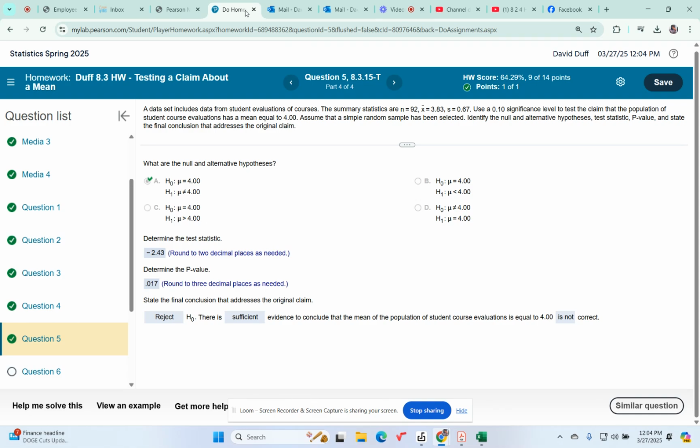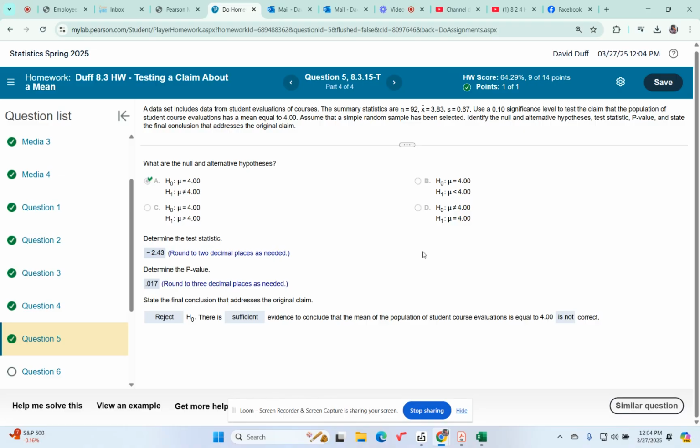So let's take a look at this problem. A data set includes data from student evaluations of courses. Summary stats are given, okay? The significance level is given as well. It's 0.10. So use this information to test the claim that the population of student course evaluations has a mean equal to 4. They tell us it's a simple random sample. We've got an n value that's greater than 30, so we should be good. Identify the null, alternative, test statistic, p-value, and state the conclusion.